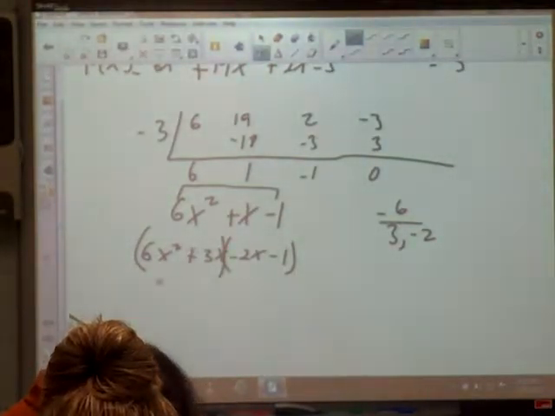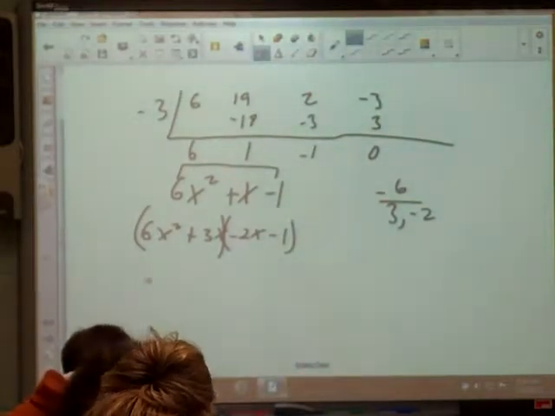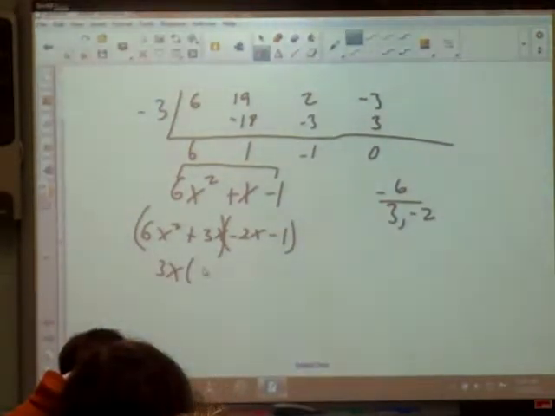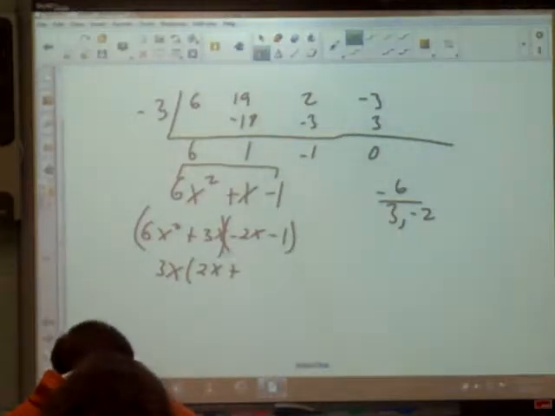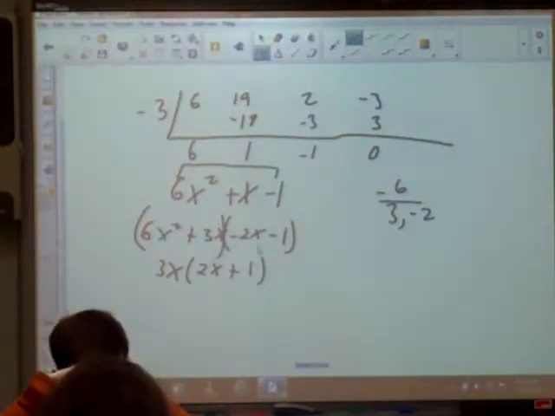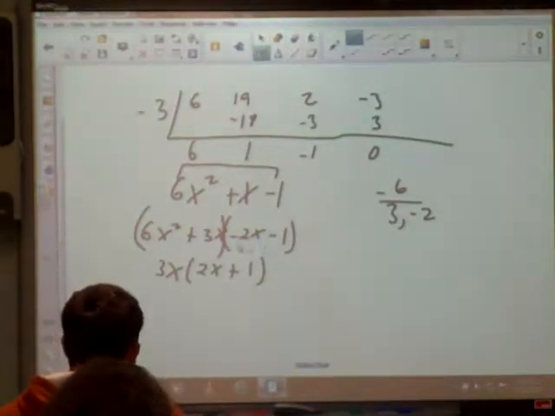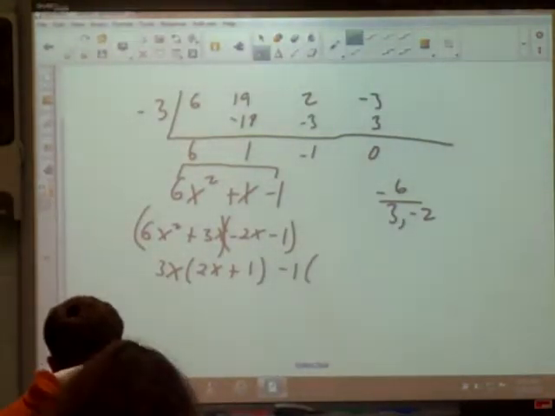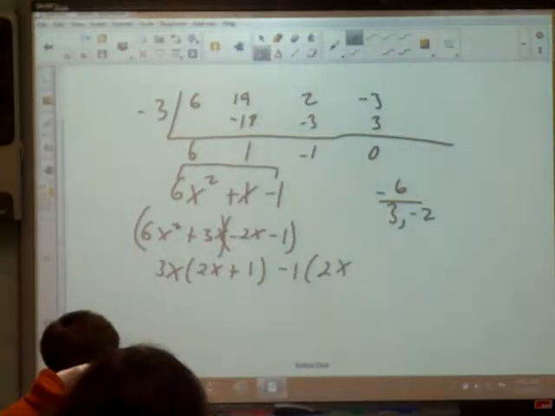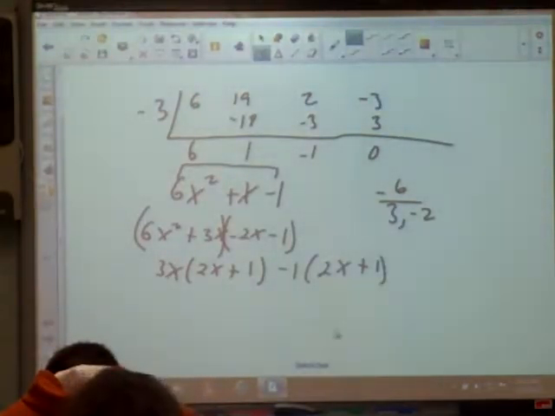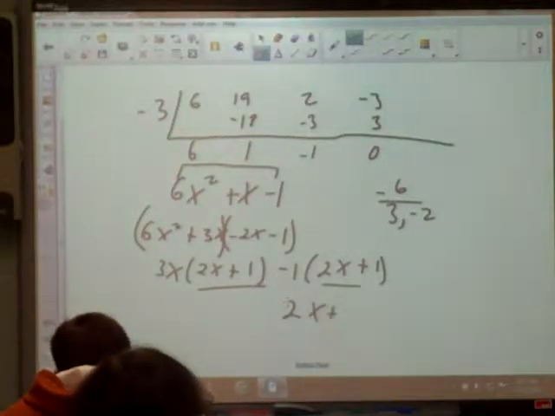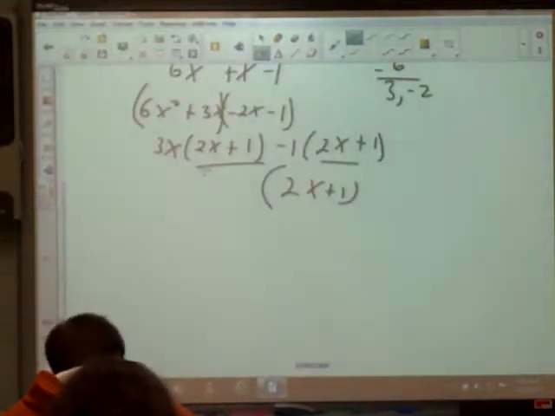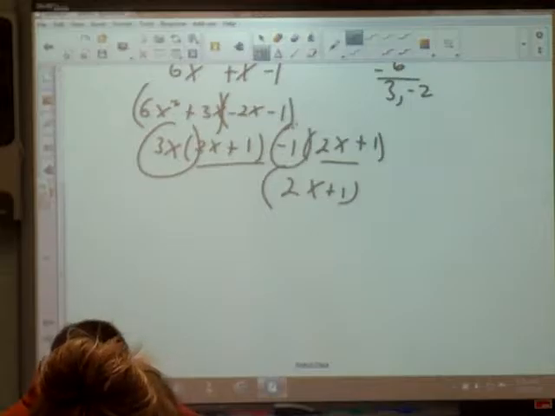GCF of that first parentheses, what do you bet it is? 3x. So that leaves me with 2x plus what? 1. Good job. Now this one's already got the 2x and the 1, but its sign's wrong. So what's my GCF going to be? Negative 1. That leaves you with a positive 2x and a positive 1. So what we got twice, 2x plus 1. And what we took out, 3x minus 1.